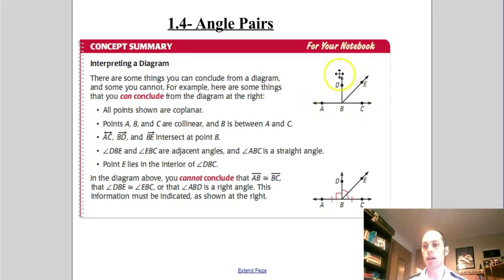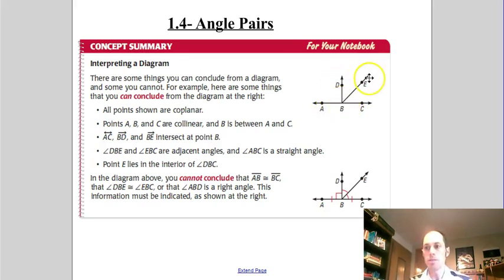We can assume that everything is coplanar. Since it's all on the page, it's all in the same plane. There's no dotted lines to show that anything's coming out in a different plane. We can assume that A, B, and C are collinear, and B is between A and C since they're all on the same line. We can assume that line AC, ray BD, and ray BE intersect here at point B. These are all labeled there.